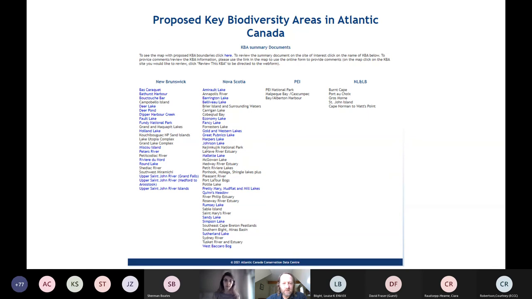So here's a list of the ones done so far in Atlantic Canada, and the ones in blue are linked to reports that are available for review right now, and the other ones I think Sarah is working on getting up for review. So I guess, others can correct me, but we're at that stage of expert and stakeholder review, and I don't believe stakeholder review has happened, but I think it's in the process of expert review.